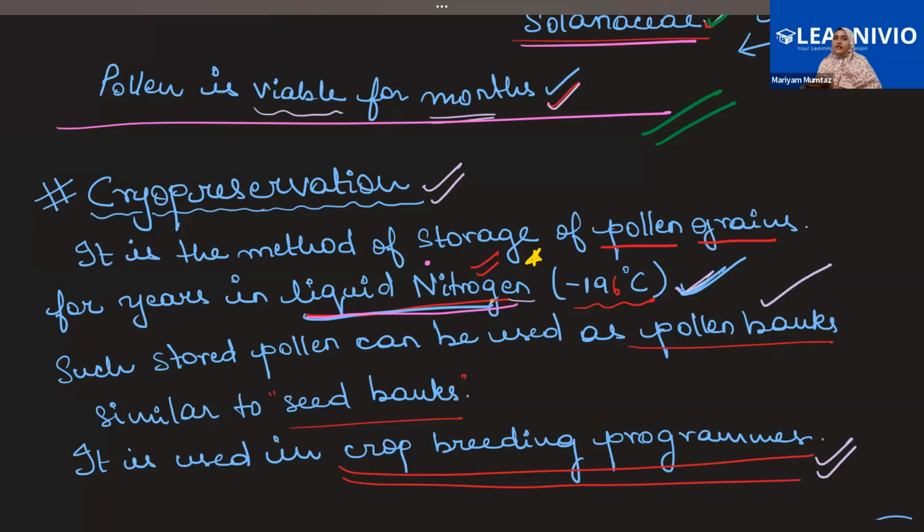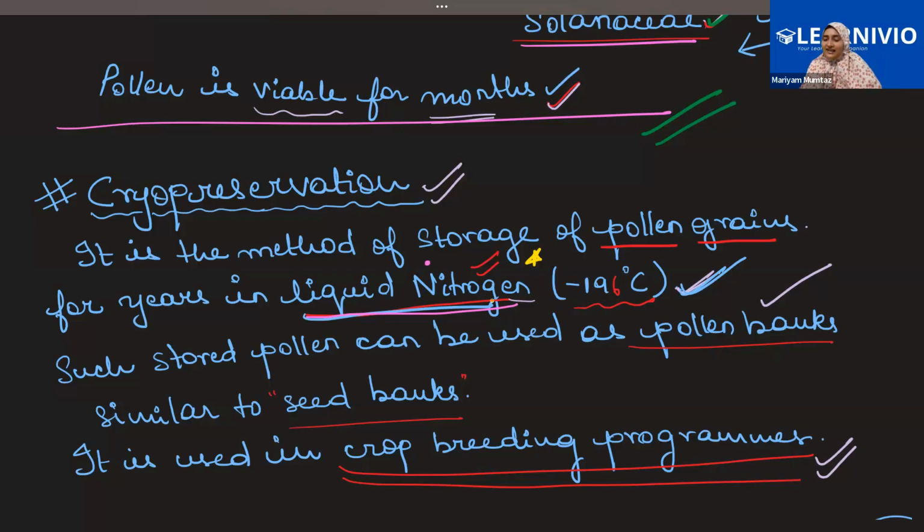In 60% of the angiosperms, the pollen grains are shed at which cell stage? It is shed at the two cell stage, meaning that it has vegetative cell and generative cell. In the rest, 40%, what happens? The generative cell divides into two more cells, known as male germ cells, the male gametes. So all in all, there are three cells, right? Okay, very good.